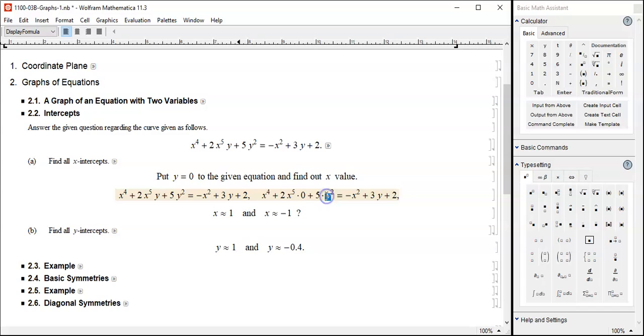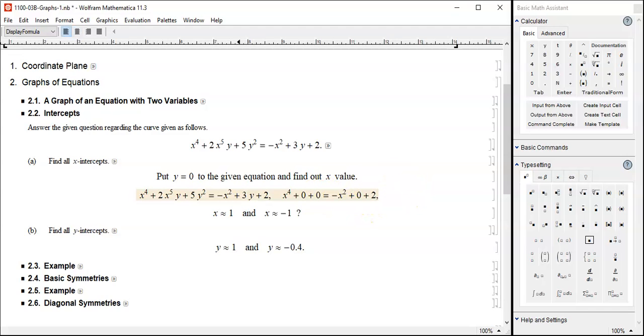0 squared, so that's 0. And then this will be 0, right? But then again, anything times 0 is 0, so I didn't really have to do it this way. This entire thing drops out. 0 squared times 5, that drops out. 3 times 0, that drops out.